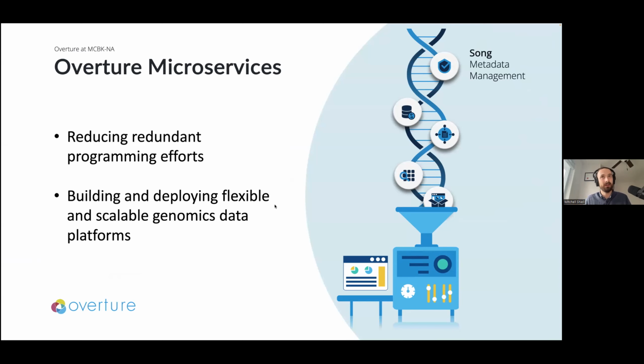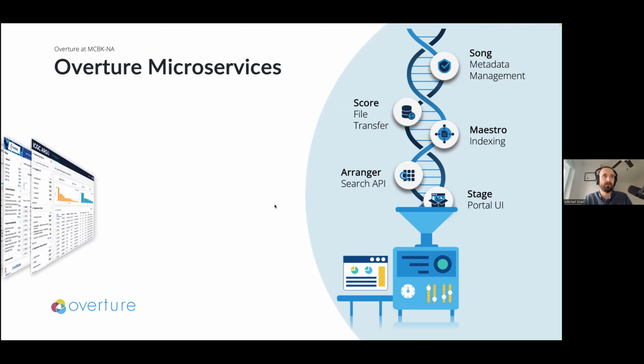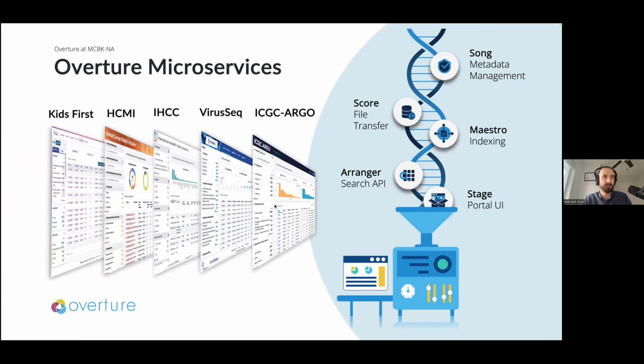We have Song. We'll see this is in line with the requirements that we saw on the previous slide. It handles metadata management. We have Score, which is handling our file transfers. Maestro, which handles indexing. Arranger, which is our search API generator. And then we have Stage, which is our portal UI that you see on the front end. And this was actually developed shortly after and built up on ICGC and the GDC data portals. And we've already implemented it in our own projects, from Kids First to Argo.